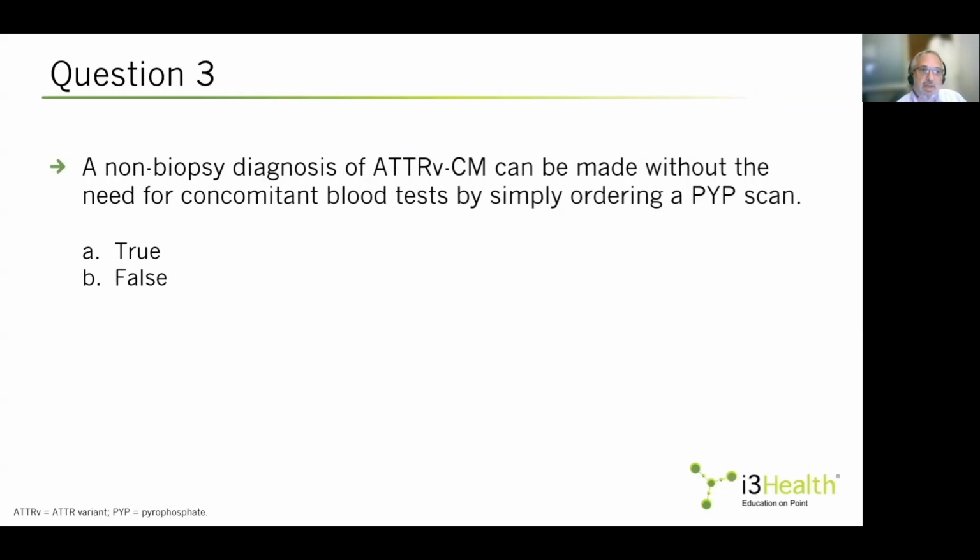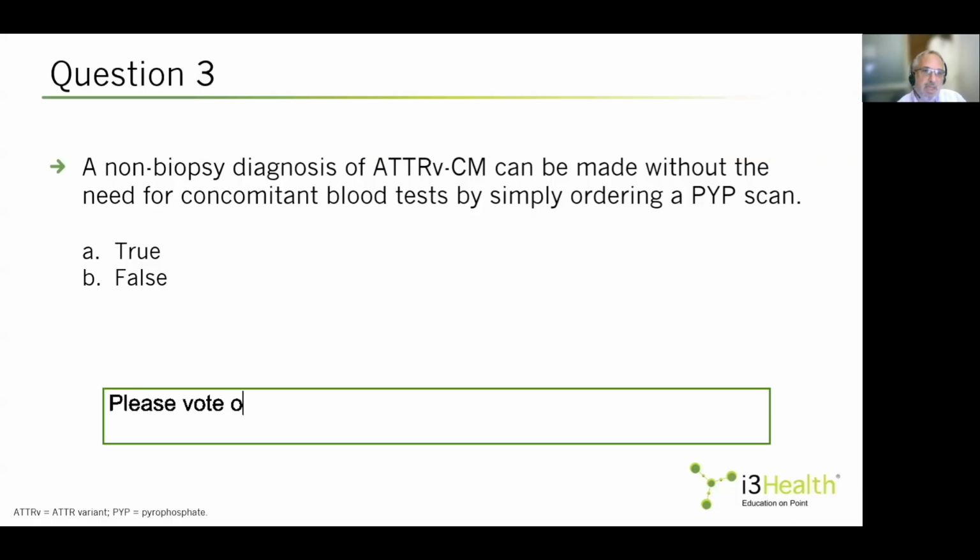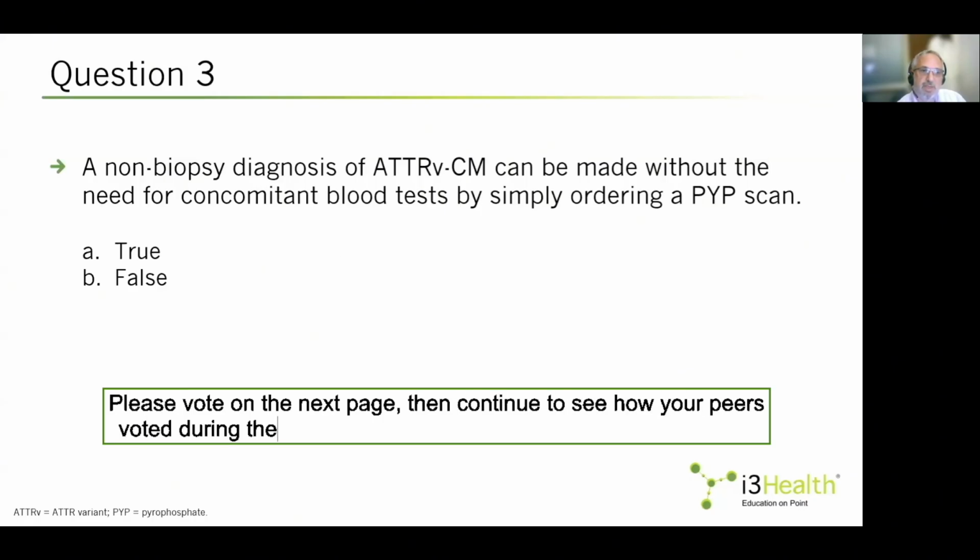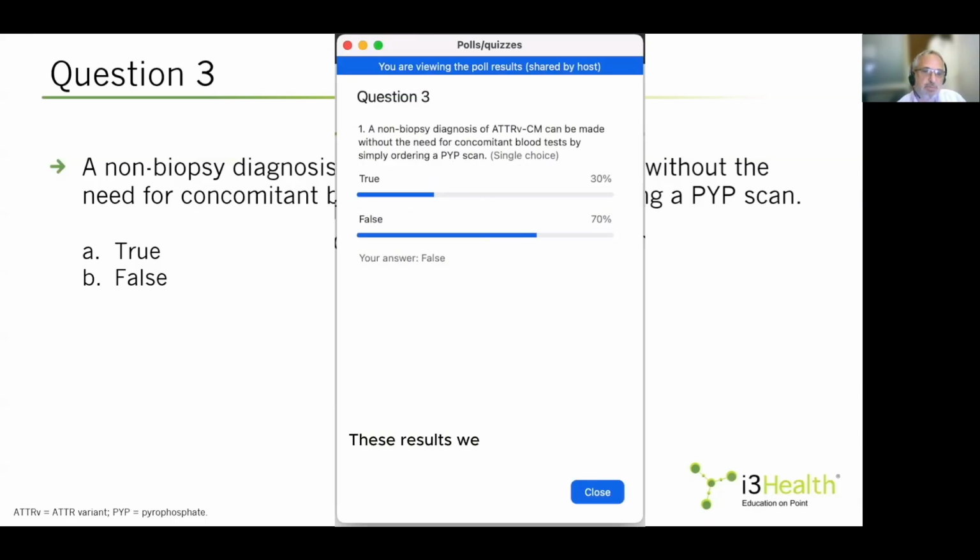Next question: a non-biopsy diagnosis of ATTR variant CM can be made without the need for any other blood test by simply ordering a PYP scan. Is this statement true or false? Good. Most people got it correct. You can't diagnose cardiac amyloid simply by a PYP scan. It needs to be coupled with an assessment for monoclonal proteins.